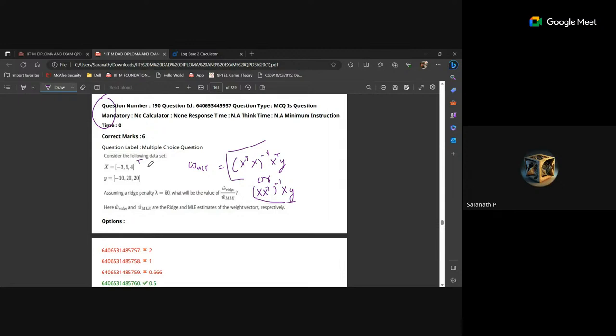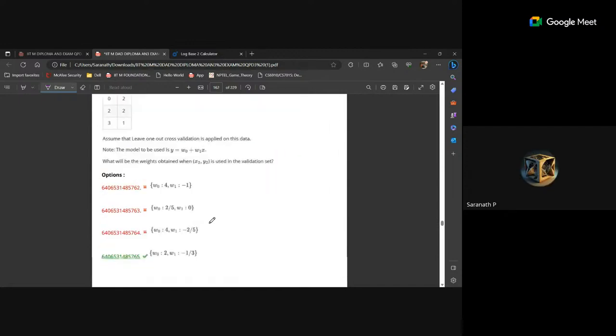Because, like I have lambda equals 50, so X transpose X plus lambda times I will be there, right? In the ridge regression part. Mm-hmm, right. So that's that.